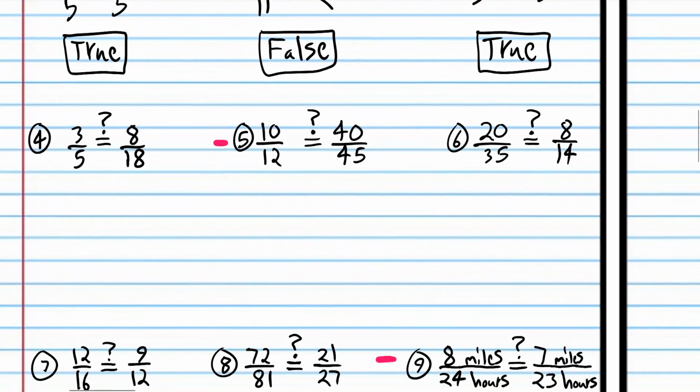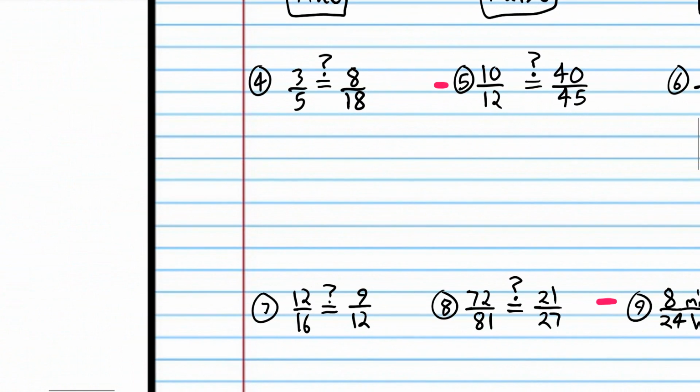All right, we're back. So as you can see, 3/5 is already in lowest terms. So all we have to do is reduce 8 over 18. If we divide both numbers by 2, 8 divided by 2 is 4, and 18 divided by 2 is 9. So you can see that these fractions in lowest terms are not equal to each other, so we put a slash through them and we say the proportion is false.